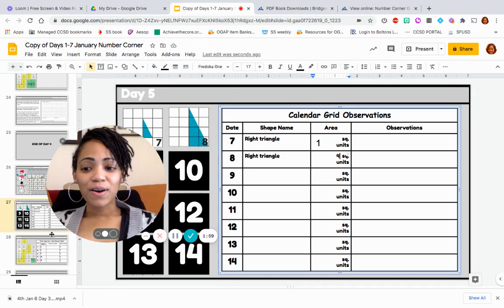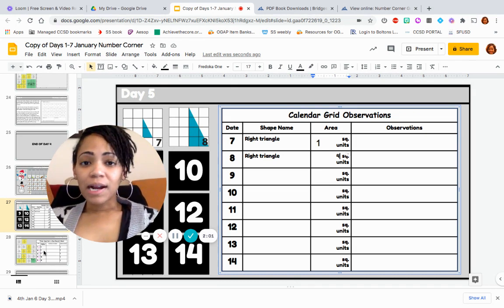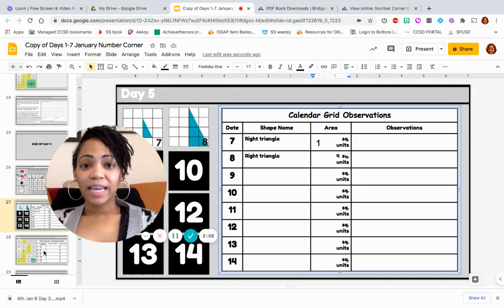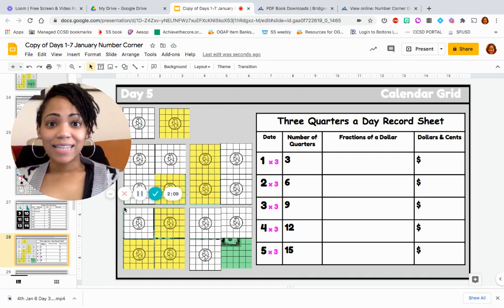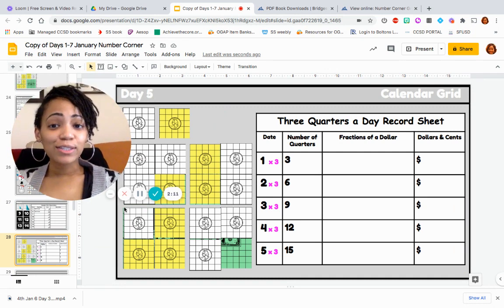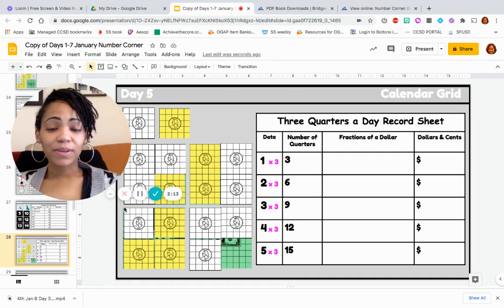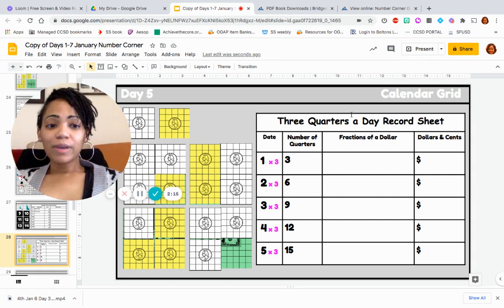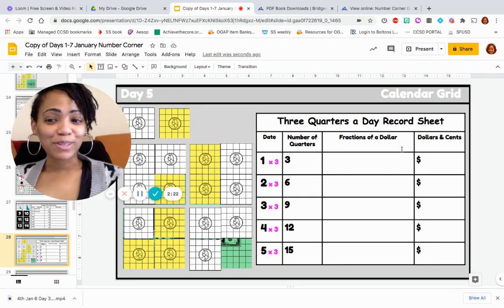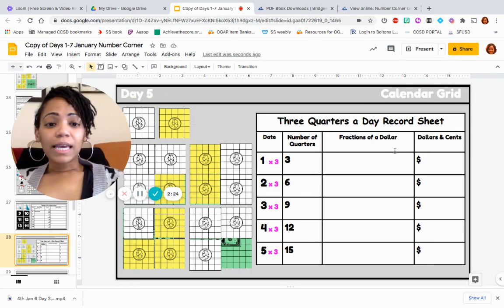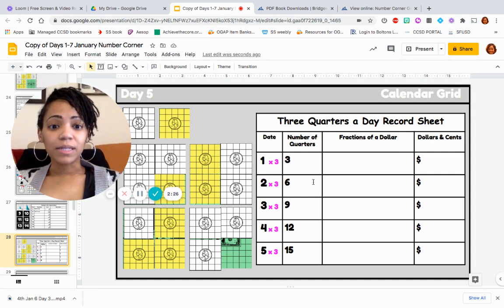Great, let's move on. The bulk of our conversation today is coming from our calendar collector, which we know we are collecting 3 quarters a day for each day that we are in school in January, okay? And so you can look at our recording sheet, and maybe you remember from the previous video when I gave you a little sneak peek. Here's what we're looking at this month in terms of our calendar collector.